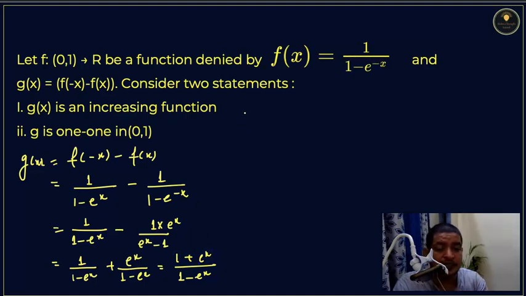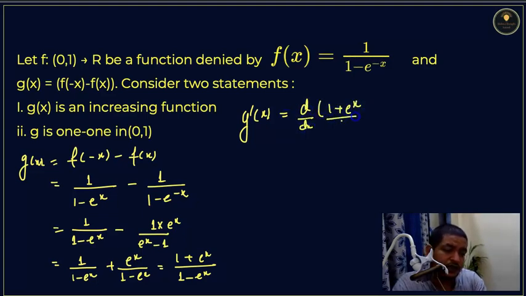Now, second thing, whenever we have to find whether the function is an increasing function or decreasing function, you have to find the value of g dash x. So the value of g dash x can be written as dy by dx of 1 plus e to the power x upon 1 minus e to the power minus x. Let's differentiate the numerator first, and you will write it as e to the power x, and here you will write 1 minus e to the power x.